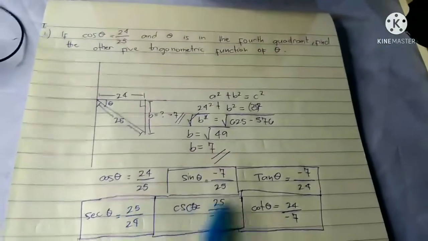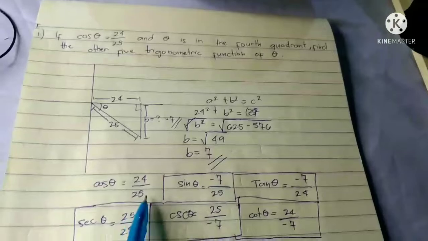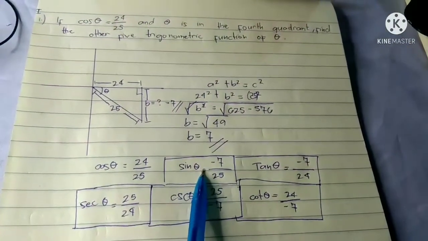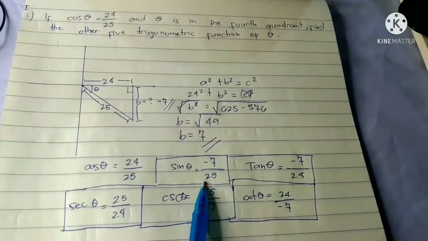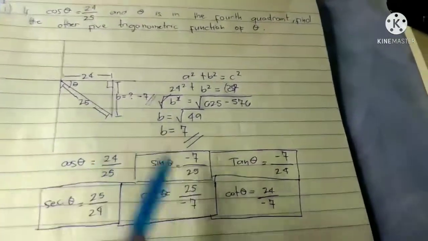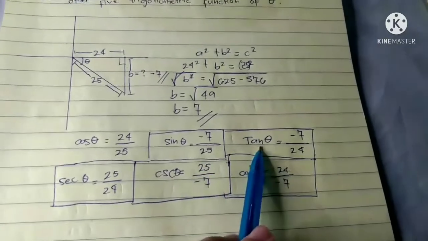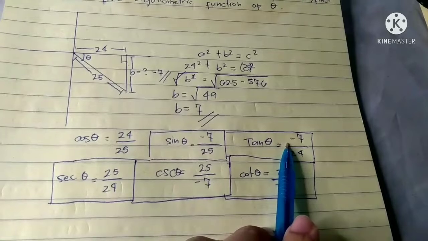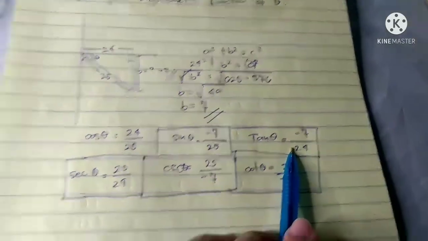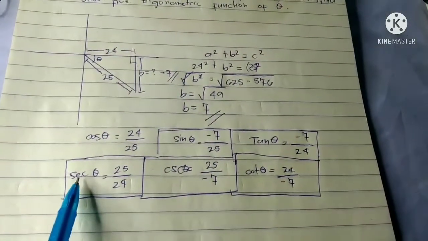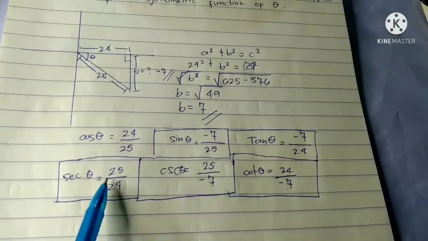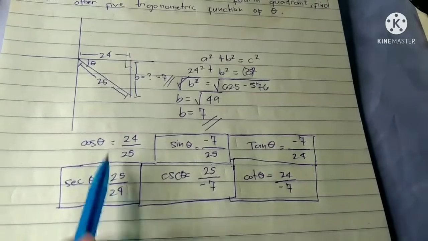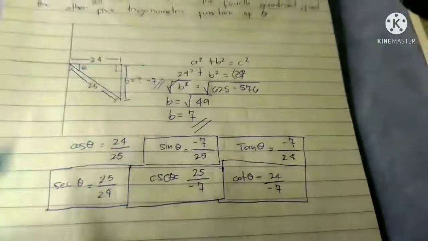So we have here our trigonometric functions of theta. This one is the given, and sine theta is equal to opposite over hypotenuse. So our opposite is negative 7, hypotenuse is 25. Tangent theta is opposite over adjacent, so our opposite is negative 7, our adjacent is 24. Then our secant theta is equal to hypotenuse over our adjacent. There's a hypotenuse and this is our adjacent.